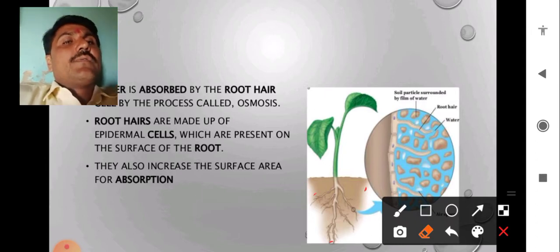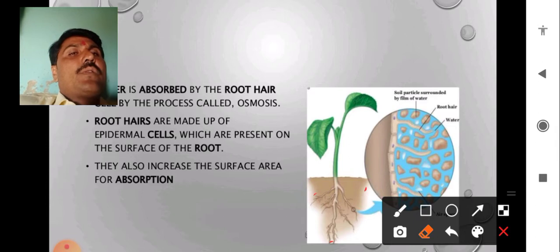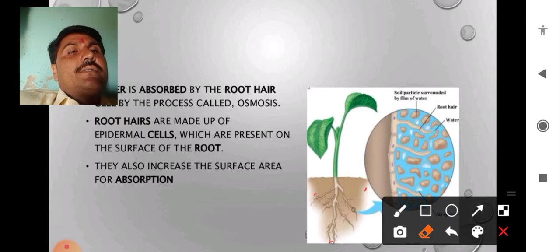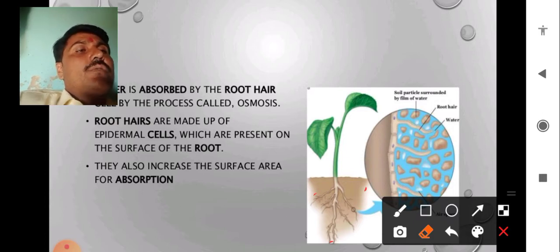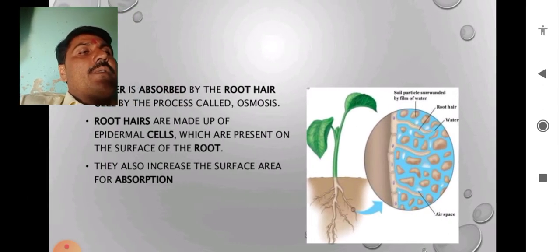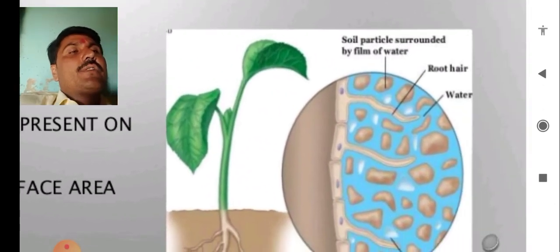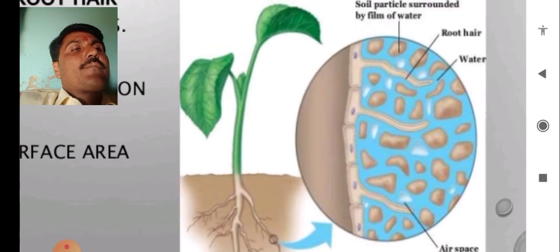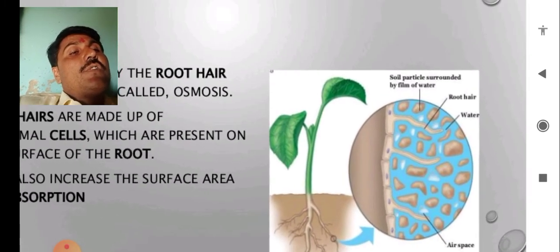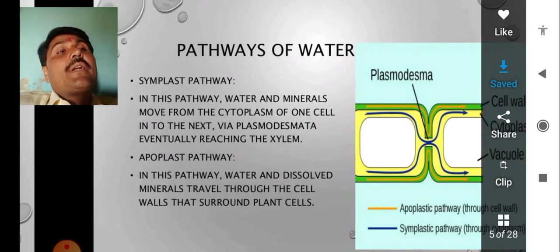So what is absorption? The water is absorbed by the root hair cell, and such a process is called osmosis. This is what we see in the diagram. Air space here, soil particles surrounded by a film of water. This is the root hair, this is the water molecules, and the air spaces are present between the root, the water molecules and the soil particles.